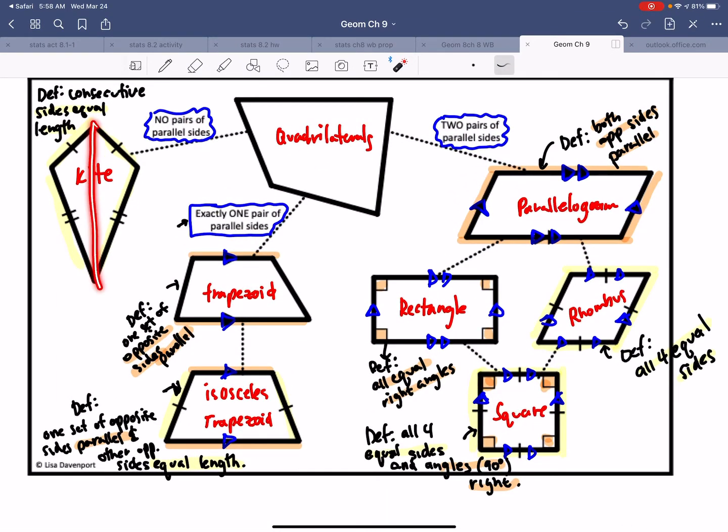We notice with our kite, the sticks of our kite, those are perpendicular. If we look here at our trapezoid, that does not look like a right angle. Same thing here. So that's a characterization of our kite. And this looks like an obtuse angle, and this is an acute angle. So we notice it does happen in our rhombus, and it happens in our square.